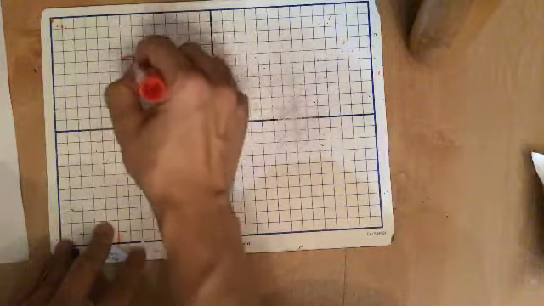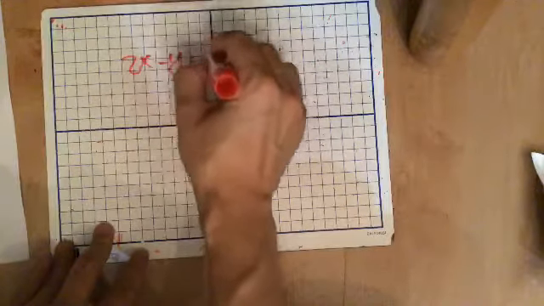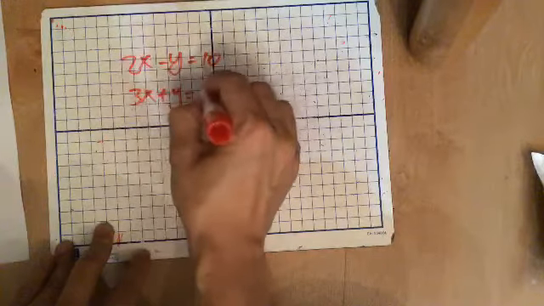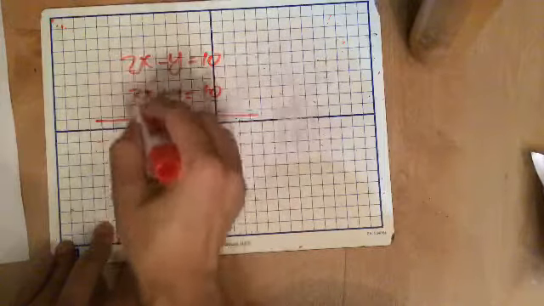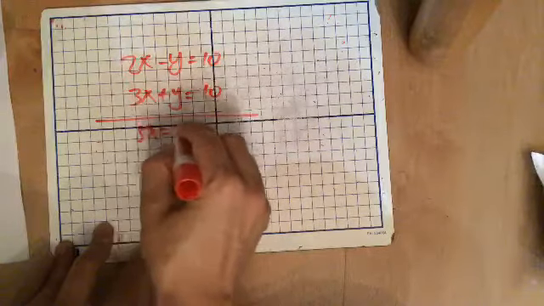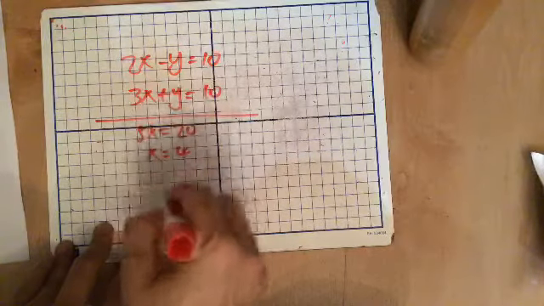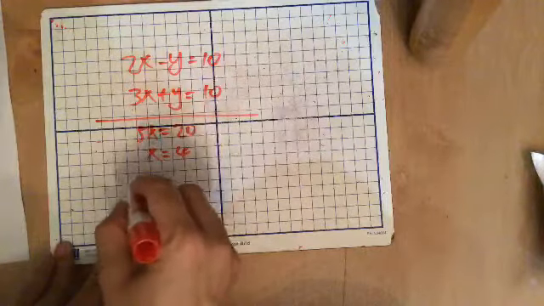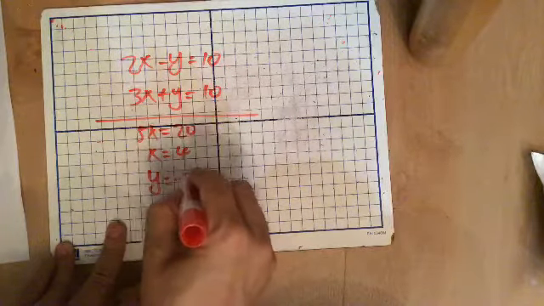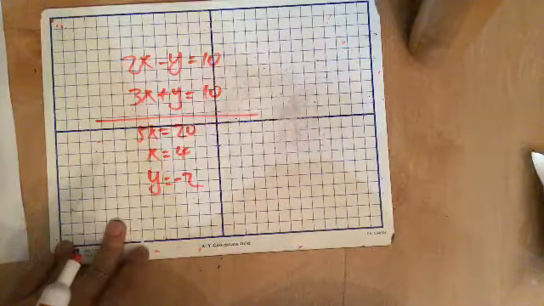So 2x minus y is equal to 10, and 3x plus y is equal to 10. And then we can actually add those two because we have opposites here already. So it's 5x is equal to 20, x is equal to 4. And you can plug it back in. It's going to be 8. Y is going to be actually probably -2. And that's our first question.